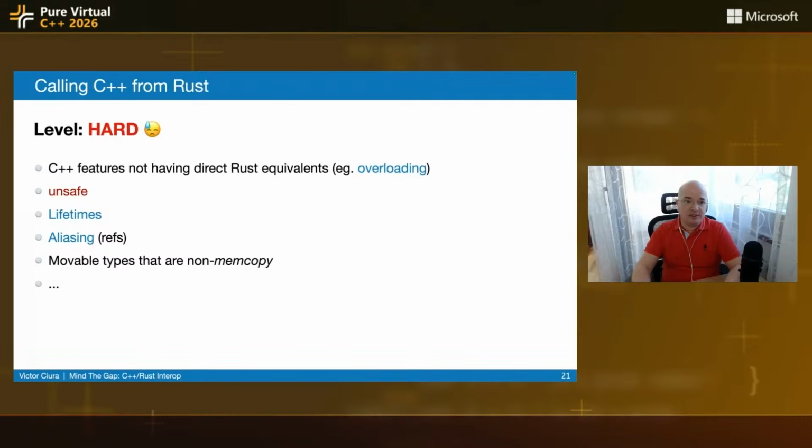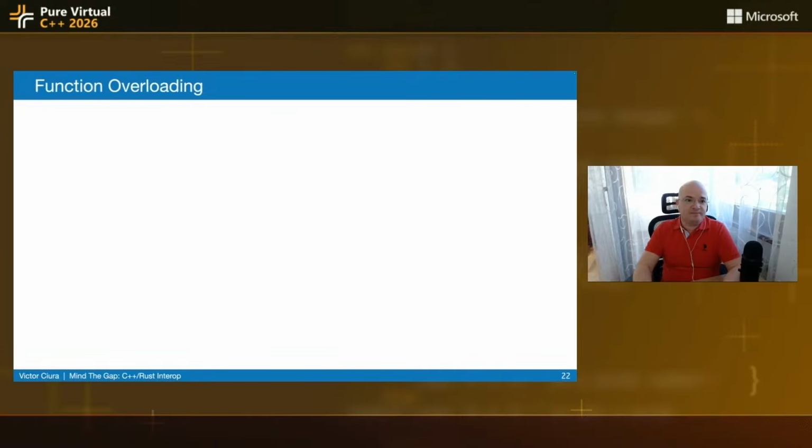The other way, calling C++ from Rust, is much harder, sometimes even impossible. There are C++ features that don't have a direct Rust equivalent, like, for example, function overloading. You have to deal with unsafe, some lifetime complications, some aliasing for references that can cause all sorts of pains, and in general, dealing with movable types that are non-memcopy.